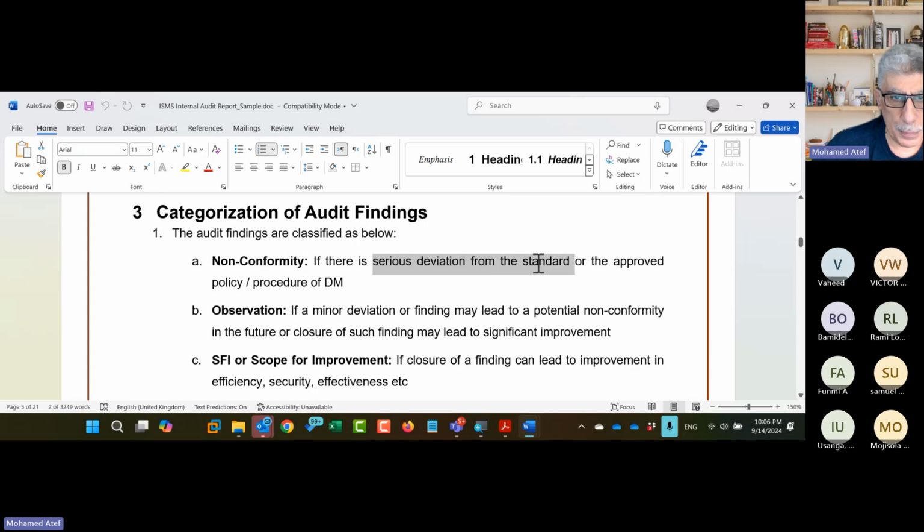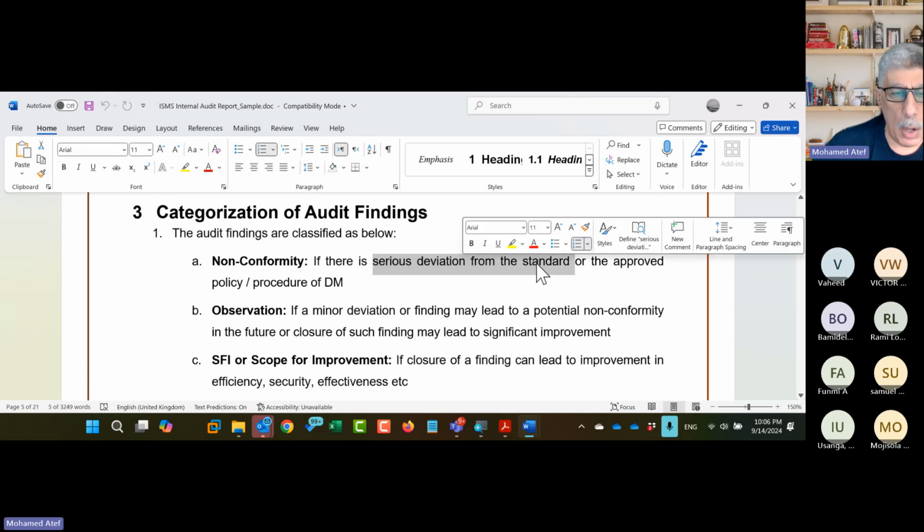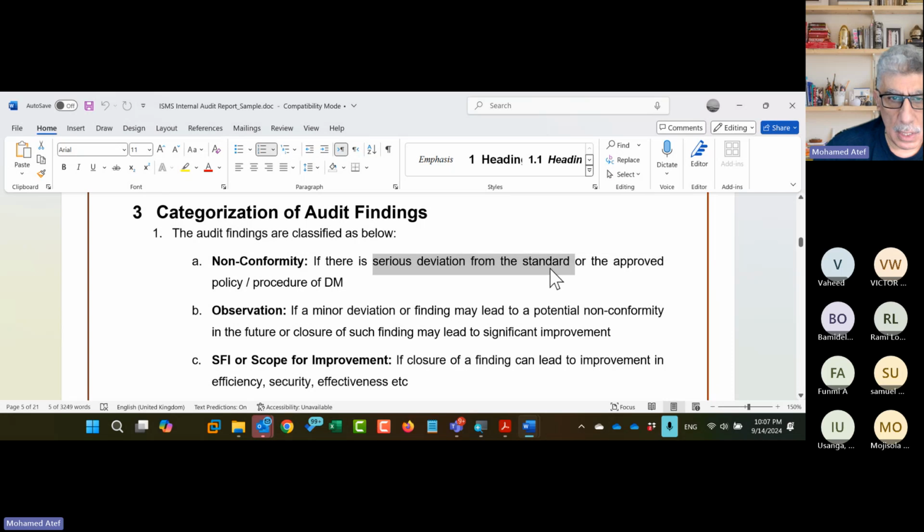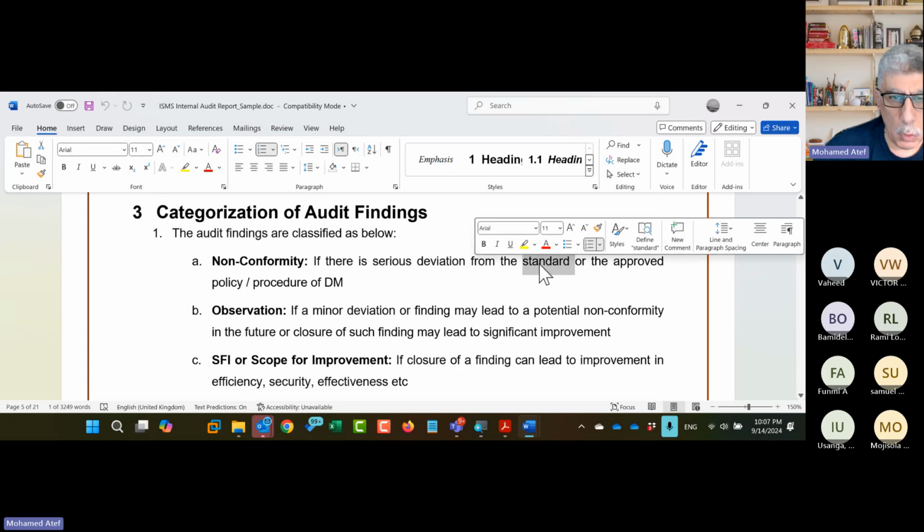For example, a company that doesn't have an asset register. This is an NC because it goes against the standard's requirement to identify all our information assets in a list.